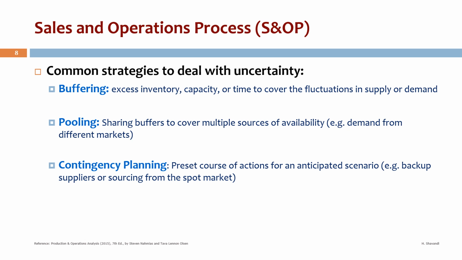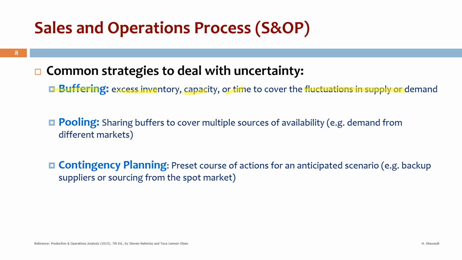So let's see what the common strategies are to deal with uncertainty in aggregate planning. We can actually use these three strategies. The first one is buffering. In buffering, we will assign excess inventory or capacity, like the employees, or the capacity of machines and so on, or time, to cover the fluctuations in supply or demand.